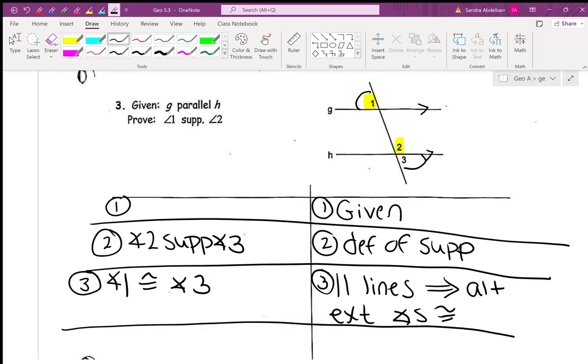Hey, well, this really helps us. This helps us tremendously because now we have that 2 is a supplement to 3, which means they add up to 180, right? So 2 plus 3 adds up to 180. But now we just figured out that 1 and 3 are the same. So if 1 and 3 are the same and 2 plus 3 equals 180, wouldn't 1 and 2 also have to equal 180? One word, what is that?